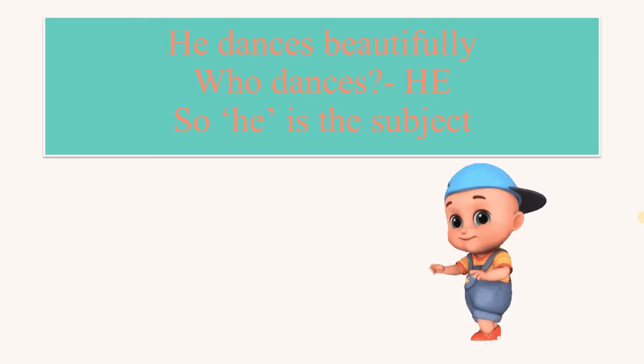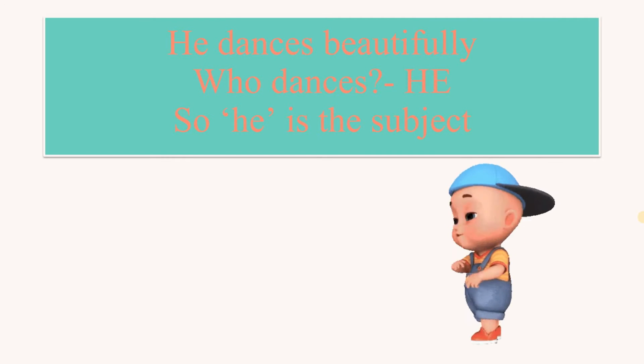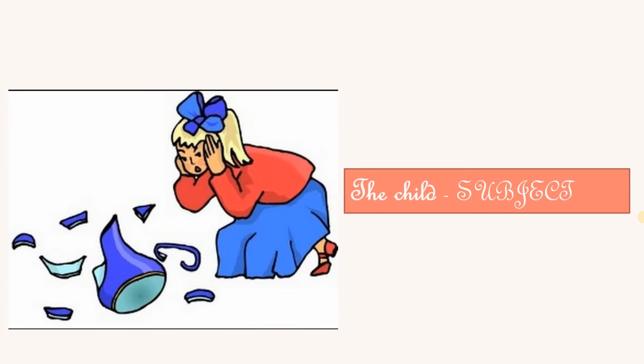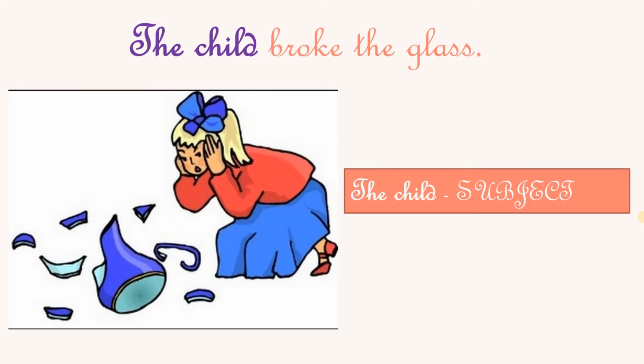He dances beautifully. Who dances? He dances beautifully. He. So he is the subject here. The child broke the glass. Who broke the glass? The child. So the child is the subject.